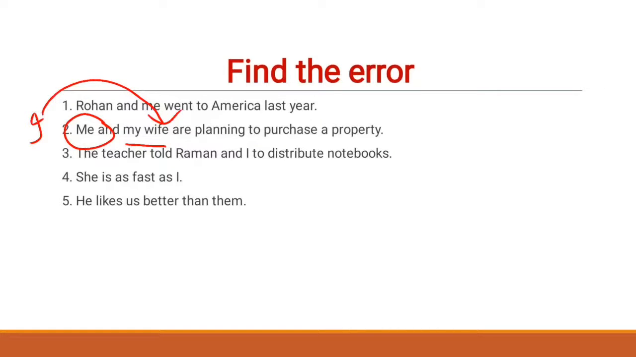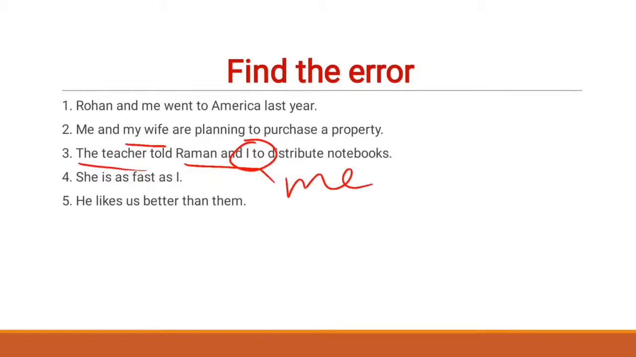Third sentence, the teacher told Raman and I to distribute notebooks. Here, the teacher is the subject and Raman and I are playing the role of objects. So, we will use the objective case of I, that is me. In the next sentence, she is as fast as I. She and I are playing the role of subjects because there is no receiver of the action. That is why there is no object in this sentence. Always remember this rule: when two subjects are being compared, we use the subjective case only.